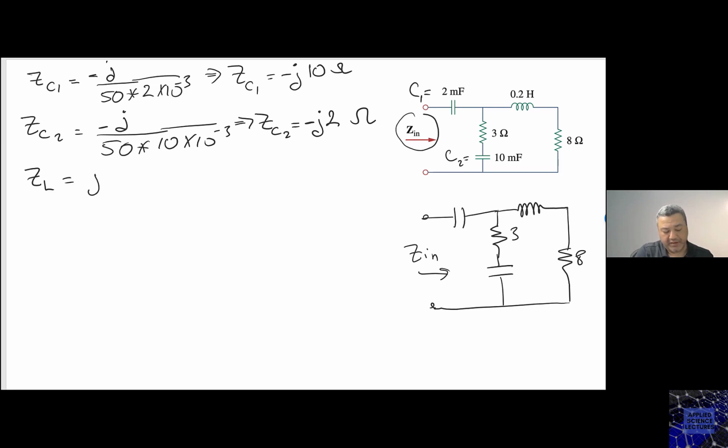ZL is jωL, j times 50 times 2.2, right? Which is ZL equals j110 ohm, right?